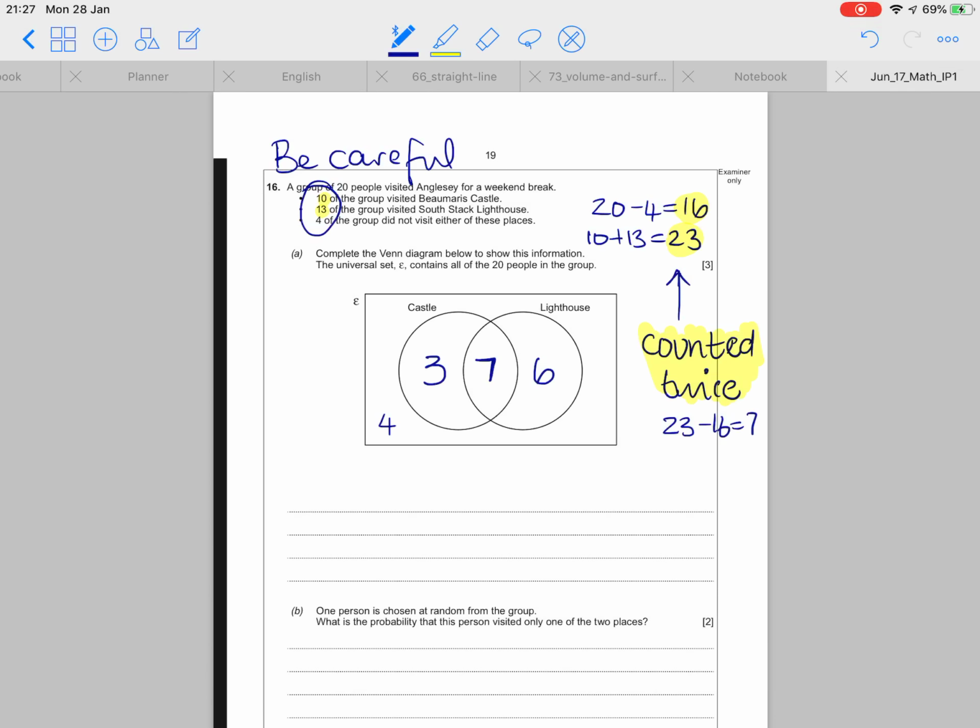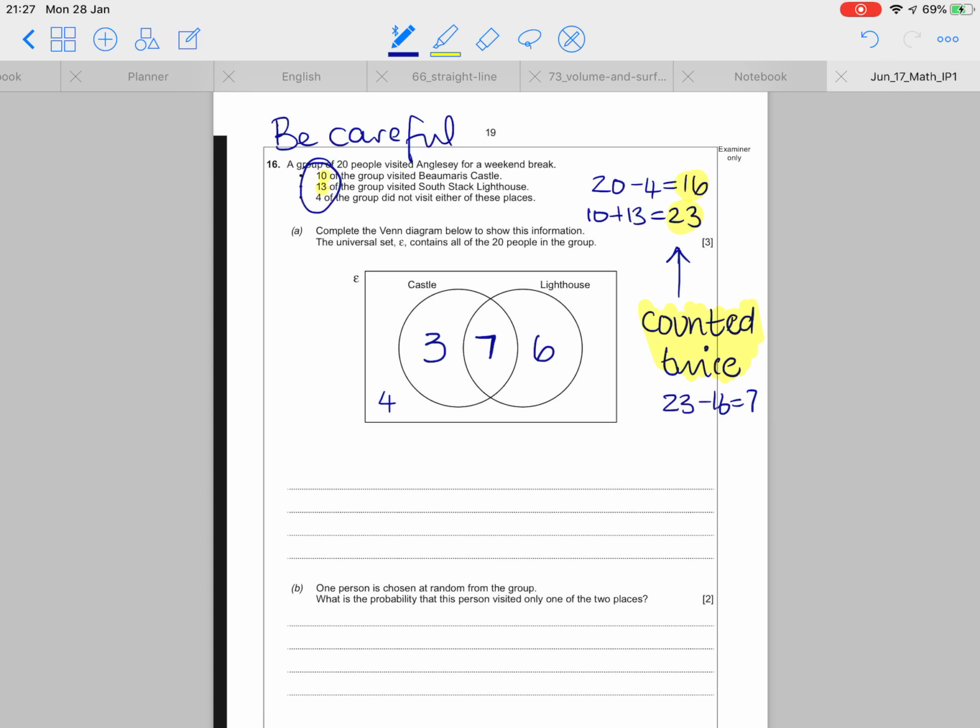Part B of the question. One person is chosen at random. What's the probability that the person visited only one of the 2 places? There are 20 people altogether. There are 3 people who only visited the castle and 6 people who only visited the lighthouse. So there are 9 people that you can choose from that only visited one place.